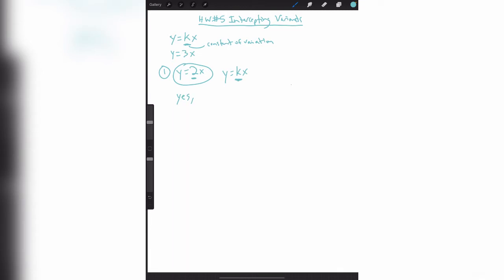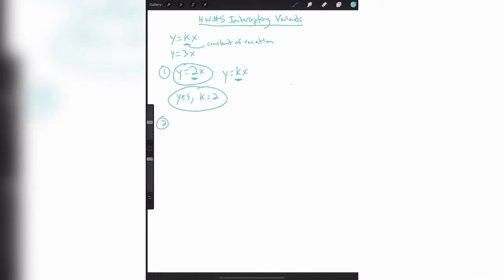And then it says, if so, find the constant of variation. Well, that's easy. The constant of variation is just right there. It's k. K is the constant of variation. So k is equal to 2. And that's number 1.